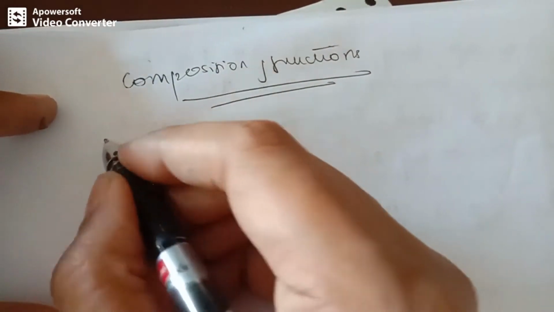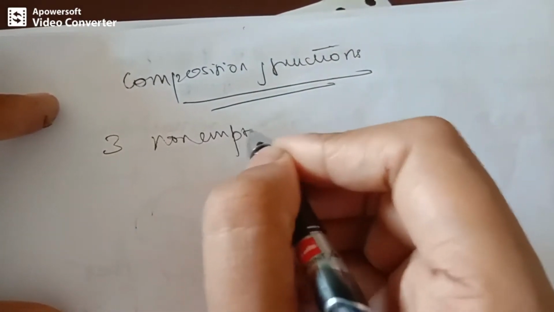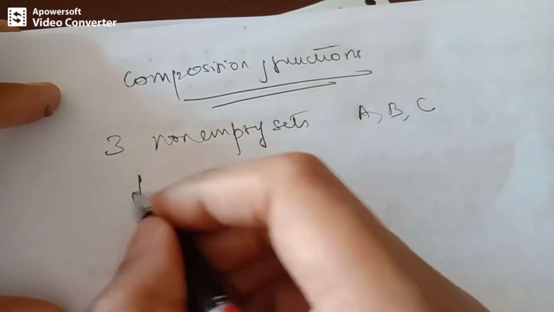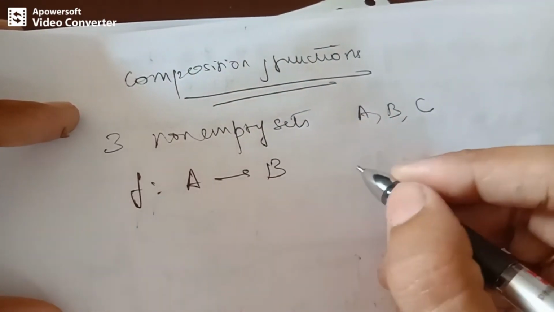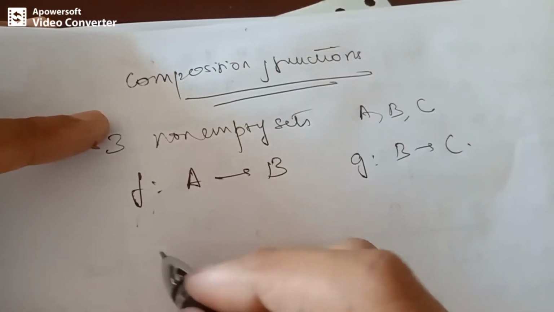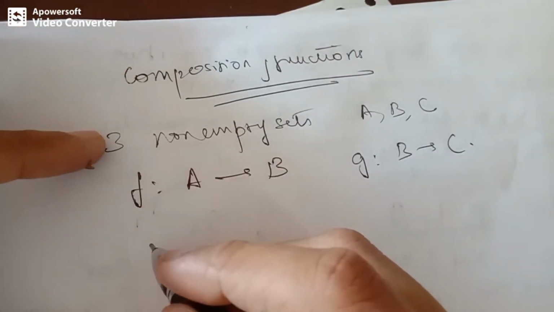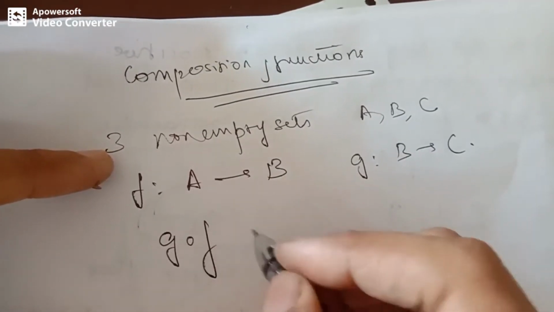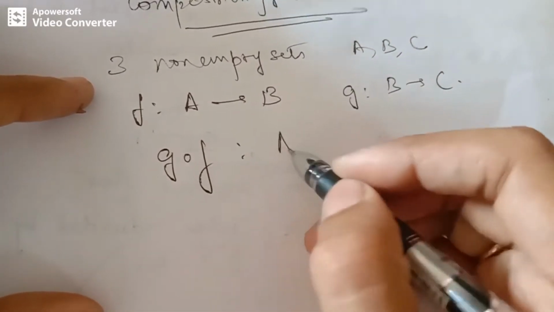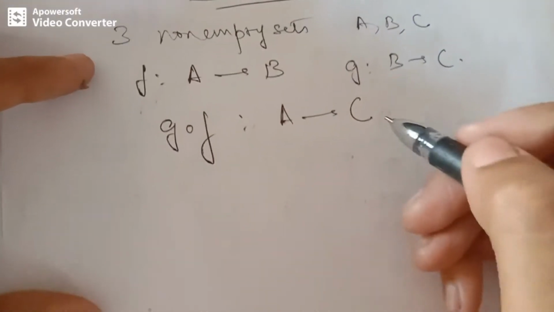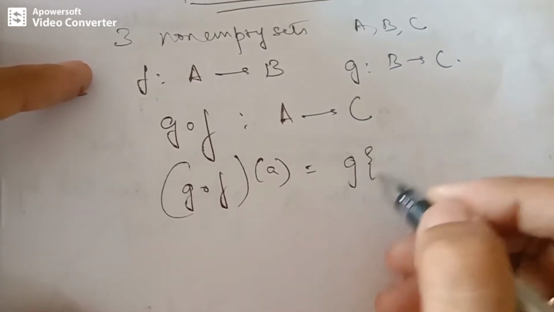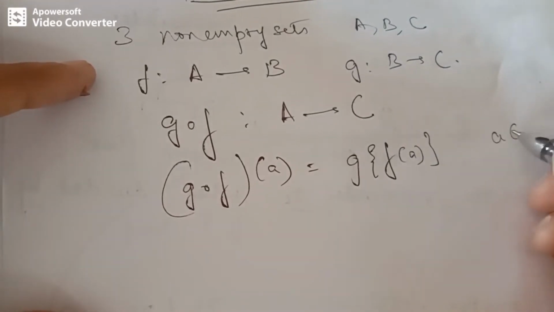So let's say there are three non-empty sets A, B and C, and we have functions f, which is a mapping from A to B, and g, which is a mapping from B to C. So the composition or product of these two functions can be defined as g composite f. We denote the product of these two functions by g composite f, which is a function from A to C. So how do we say g composite f of a? It is nothing but g of f of a, for all a belongs to A.